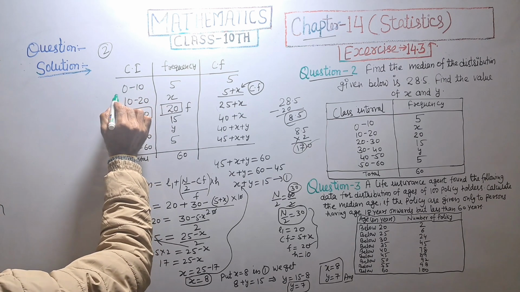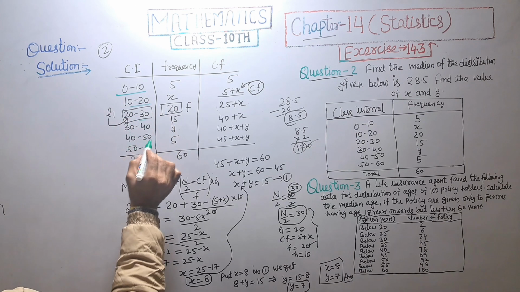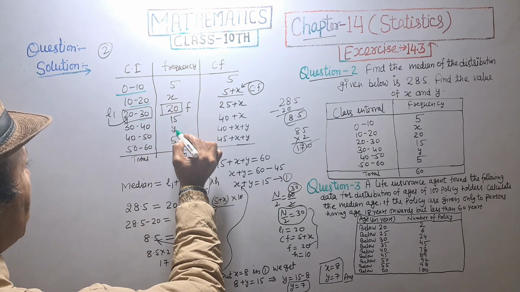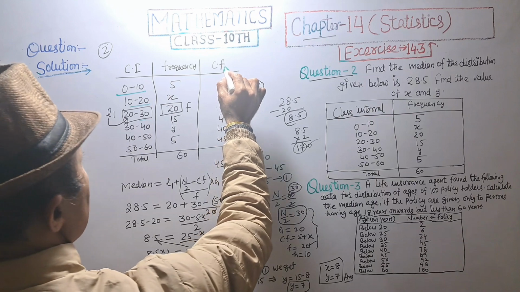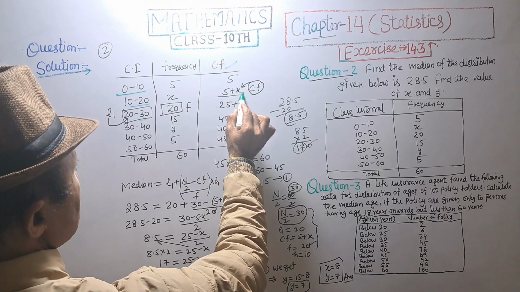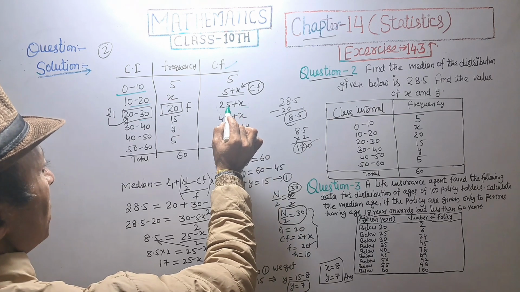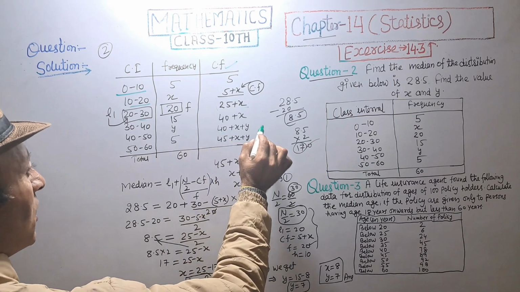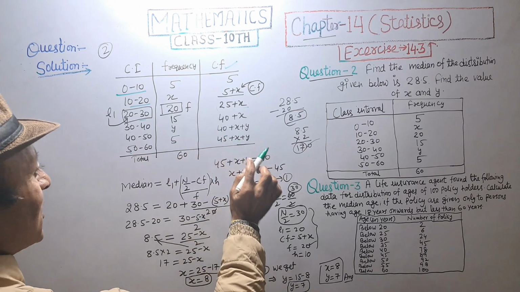Class interval given: 0 to 10, 10 to 20, 20 to 30, 30 to 40, 40 to 50, 50 to 60, and frequencies 5, x, 20, 15, y, 5. First of all, we find cumulative frequency. First number as it is, then 5 plus x, 5 plus x plus 20 is 25 plus x, 25 plus 15 is 40 plus x, 40 plus x plus y, and 40 plus 5 is 45 plus x plus y.